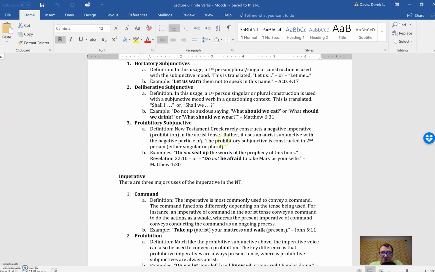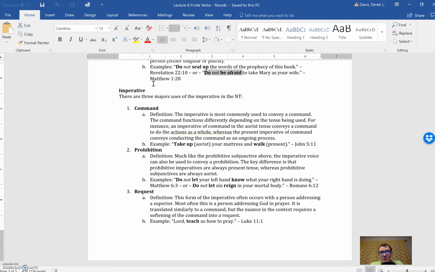This one will be easy to spot because it will occur with the Greek word mē, and it'll be translated in English as "not." Do not seal up the words of the prophecy of this book, or do not be afraid. It's almost like a command, but it's a little bit softer. You might also say, let us not be afraid, or let them not be afraid. But the "not" is what makes it prohibitory instead of hortatory. Okay?